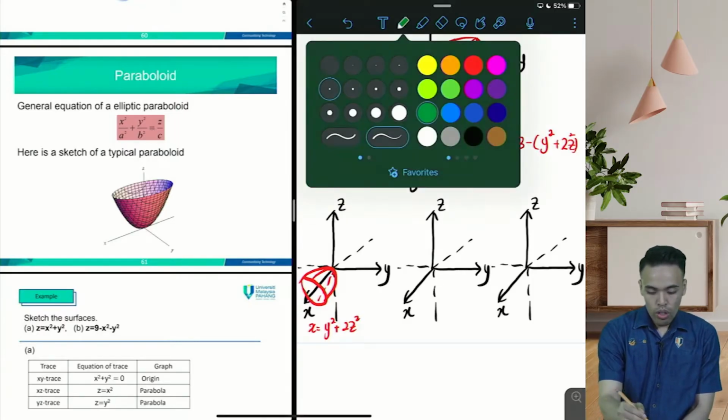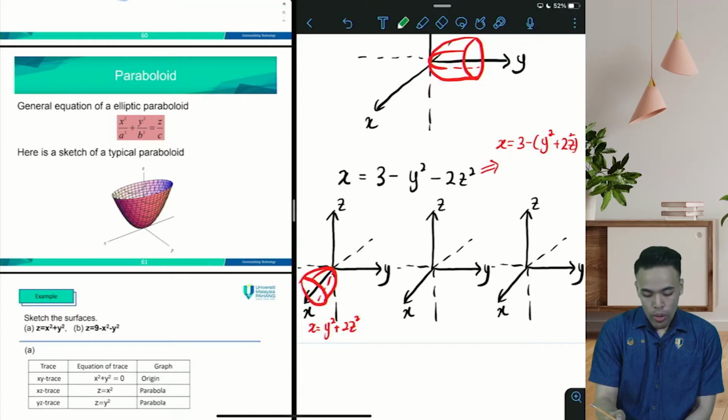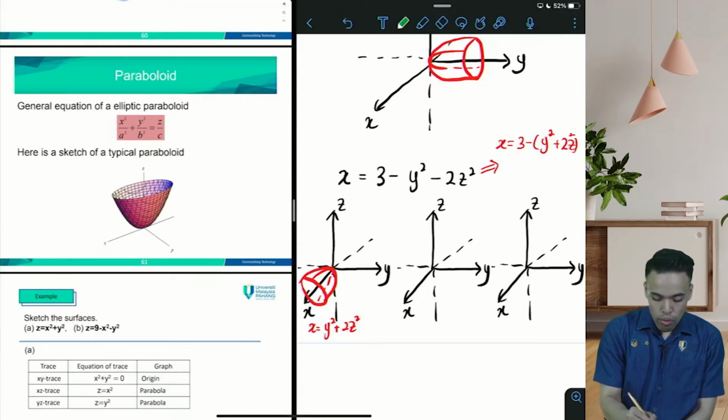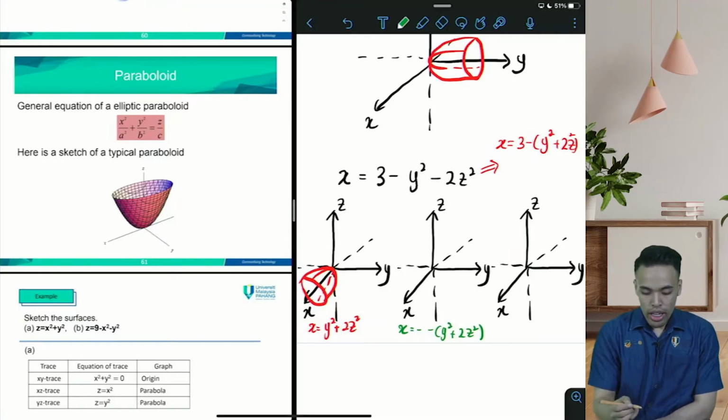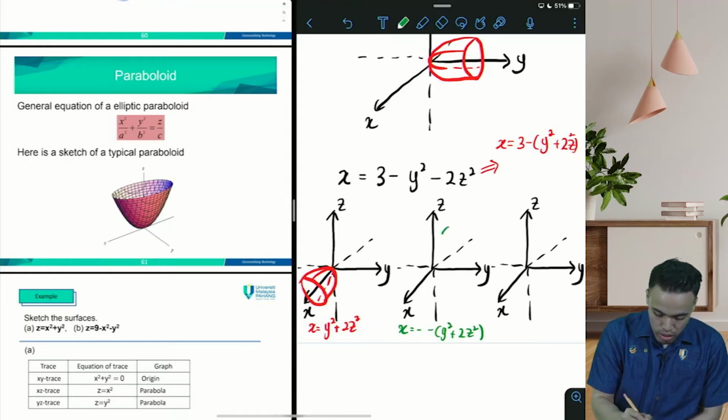So what will happen if you have x is equal to negative y squared plus 2z squared? Okay, let me improve my writing. Negative y squared plus 2z squared. So it will be reflected along the x-axis. Then I will get a paraboloid something like this.